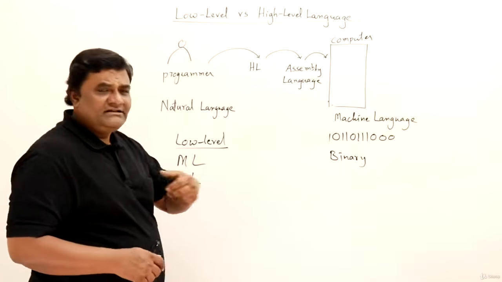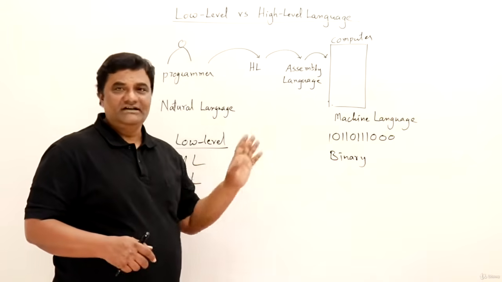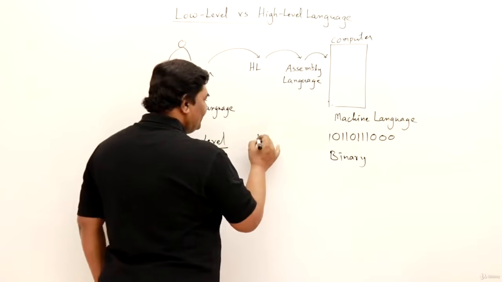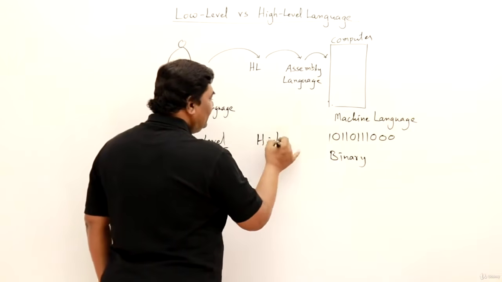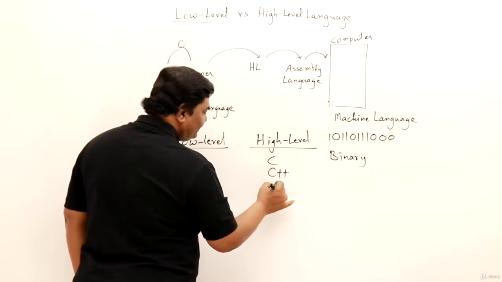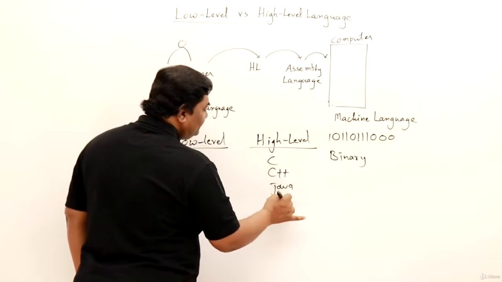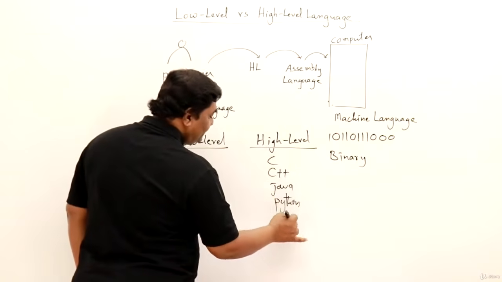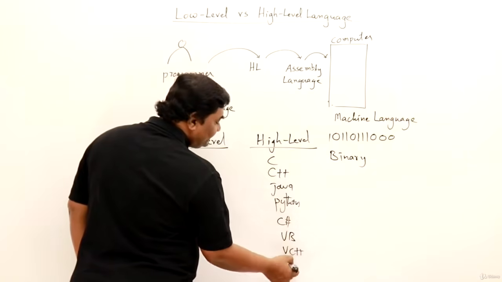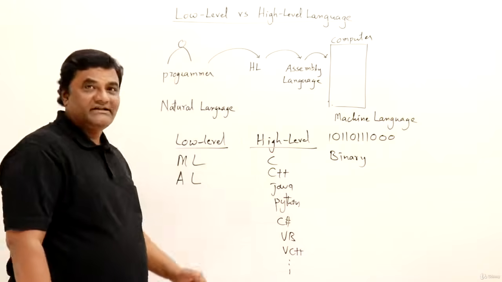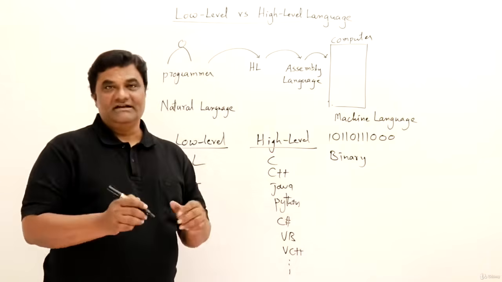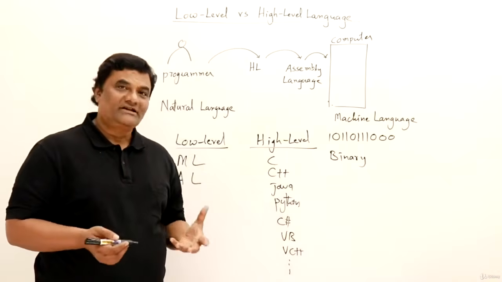There are n number of high level languages. Lots of high level languages are there. Present day we are using languages like, I'll name them. These are easy to learn, right? High level languages: C, C++, Java, Python, C#, Visual Basic, Visual C++, and the list goes on. There are various languages, right? These languages, we call them programming languages because we humans can program them.